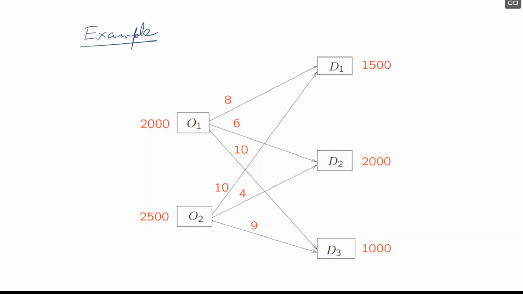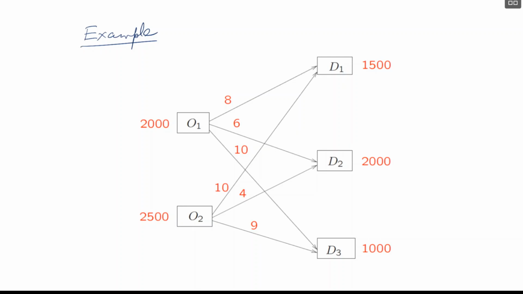That is, the cost of transporting each unit of item from origin 1 to destination 1 is 8 rupees. Say from O1 to D2, each unit of item will require 6 rupees. From O1 to D3, it will be 10 rupees. From O2 to D1, it will be 10 rupees. O2 to D2, it will be 4 rupees, and O2 to D3, it will be 9 rupees.